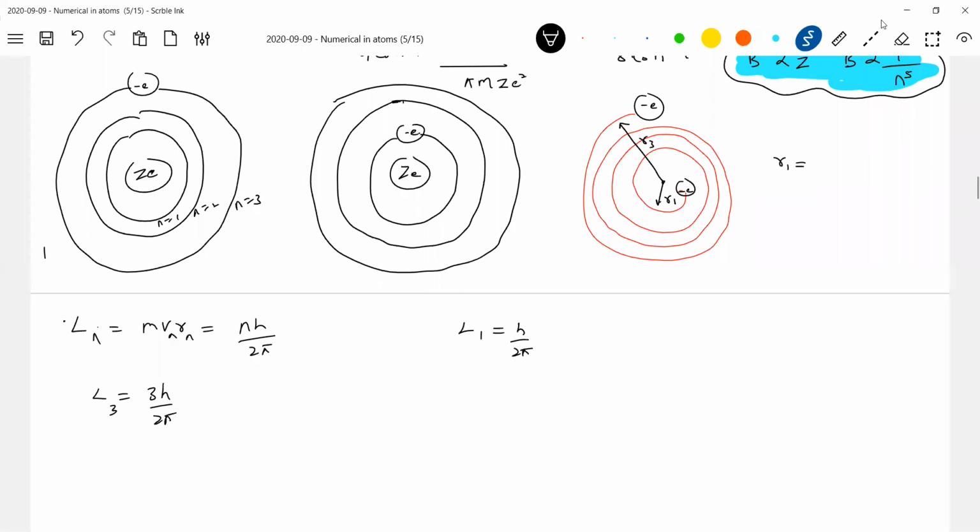So is there any change in angular momentum? Yes. At t equal to 0 it starts, and it took time delta t. So what is the change in angular momentum, delta L? I'll take the difference: L3 minus L1, 3h by 2 pi minus h by 2 pi, which is h by pi. And it took some time, no? So therefore, the average torque acting on the atom.